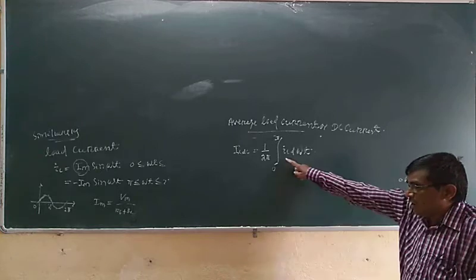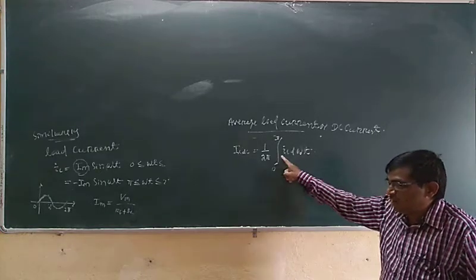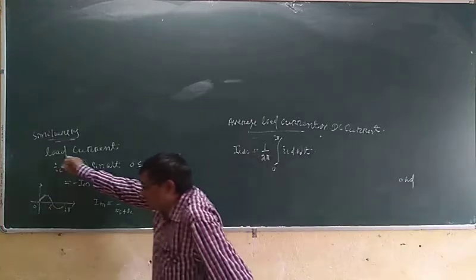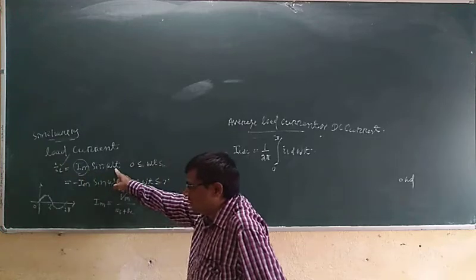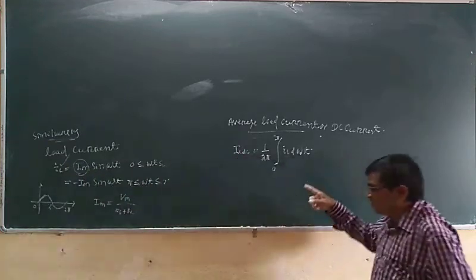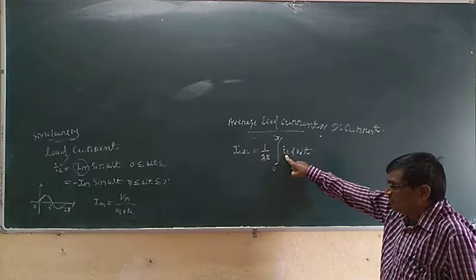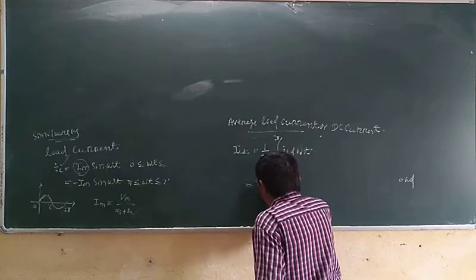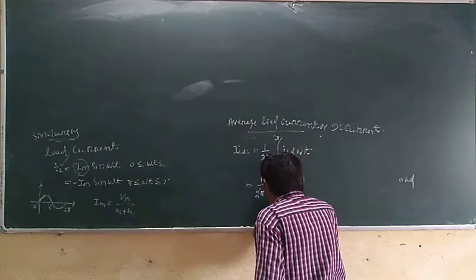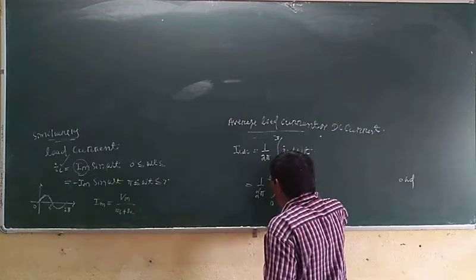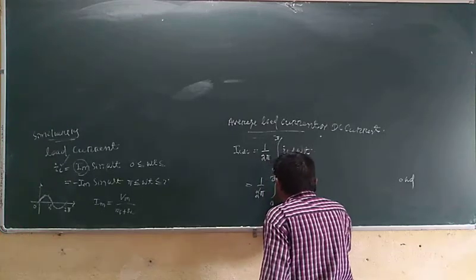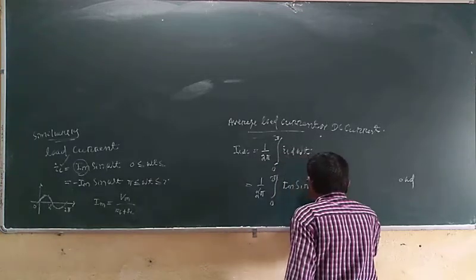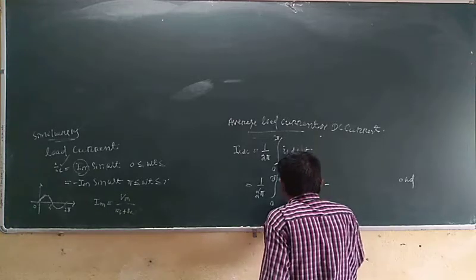Now the IL is known as Im sin omega t. Now we put the value of IL, which is Im sin omega t, in this IL place, and then it will be calculated by the integrating part. Now 1 by 2 pi, integrating 0 to 2 pi, IL means Im sin omega t.